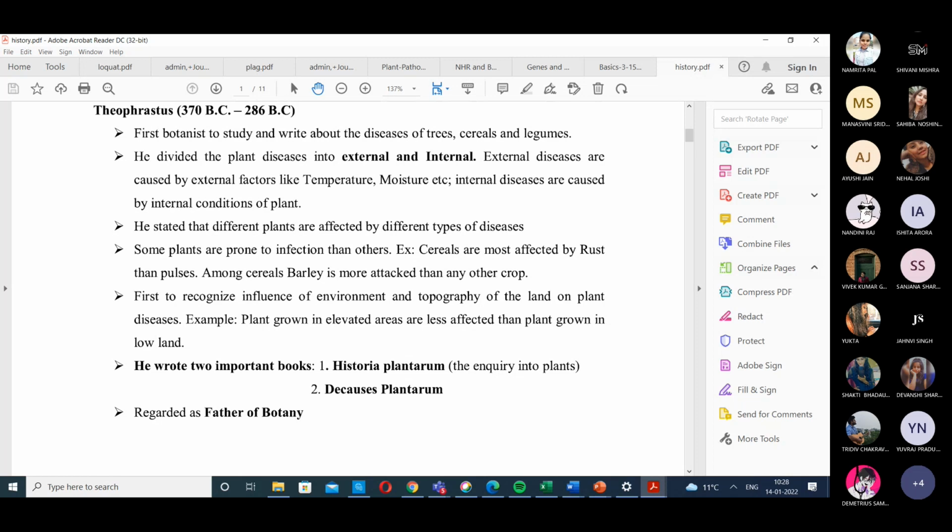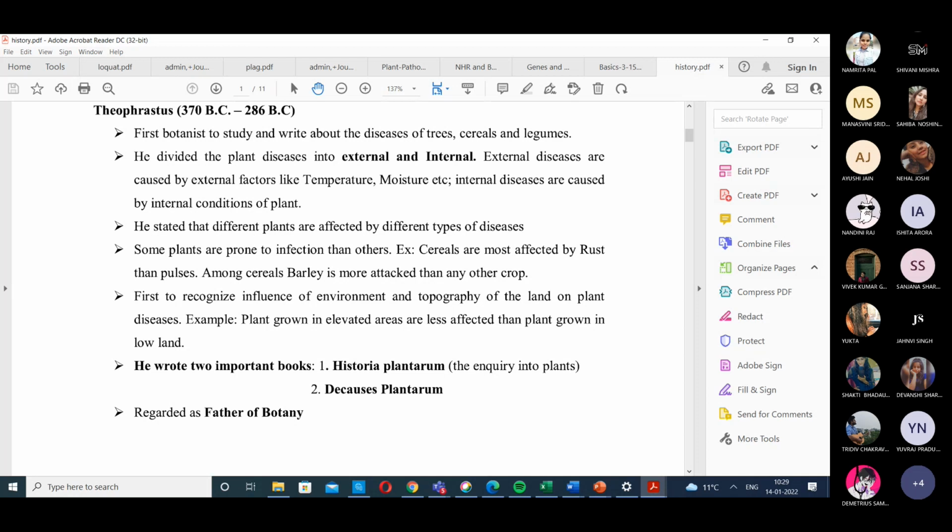Then he also studied that some plants are more prone to infection than others. For example, cereals were affected by rust, and pulses were also affected by rust, right? The cereals were mostly affected by rust as compared to the pulses. And among cereals also, he noticed that barley is attacked more than any other crop, right? So in very simple language at that time, whatever he saw and whatever he felt could be the reason, he just put into that book, right?